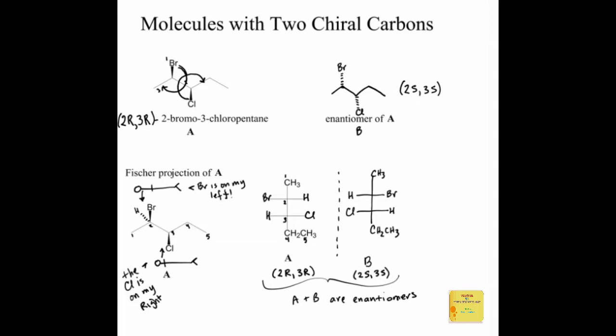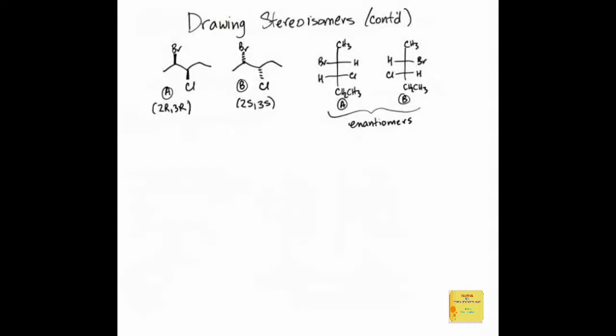Are there any other stereoisomers that exist for 2-bromo-3-chloropentane? We have one example here in this line drawing where they're both wedges. We have one where they're both dashes. Are there any other arrangements we can have? Well, sure, we could have one as a wedge and one as a dash. So here are the other possibilities. We've already seen A and B with both wedges and both dashes. What if we were to have one wedge and one dash? This now would be another unique stereoisomer.